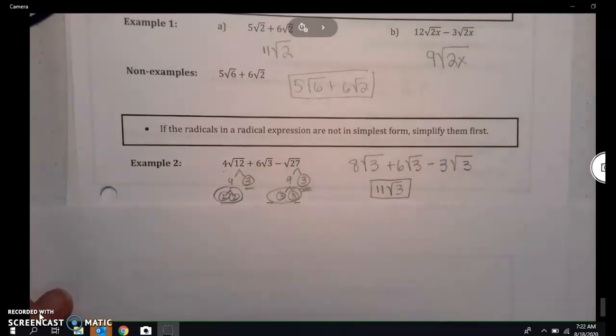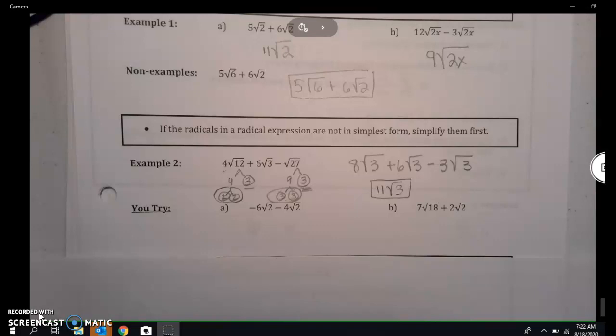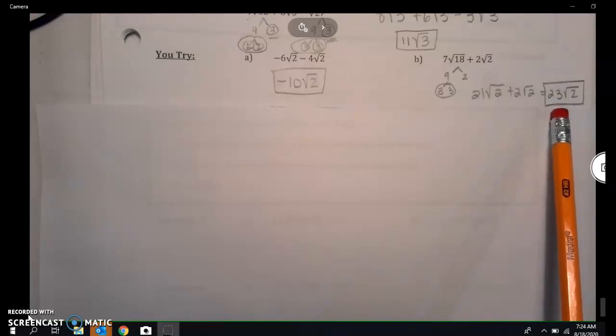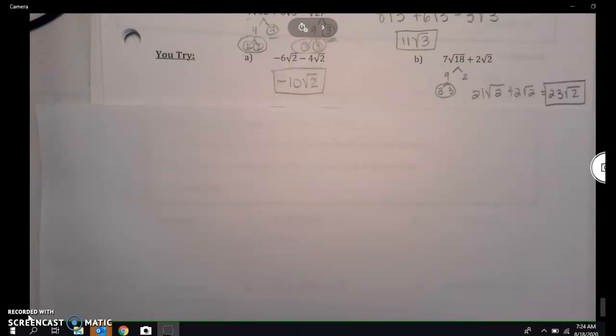I'm going to have you pause the video and go ahead and do these 2 problems here. And then I will show you the solutions in a minute. So go ahead and give those a try. All right, for examples A and B, you should have gotten these 2 results right here. If you didn't, check with a neighbor and see if they can help you out. We're going to move on to multiplying radical expressions now.